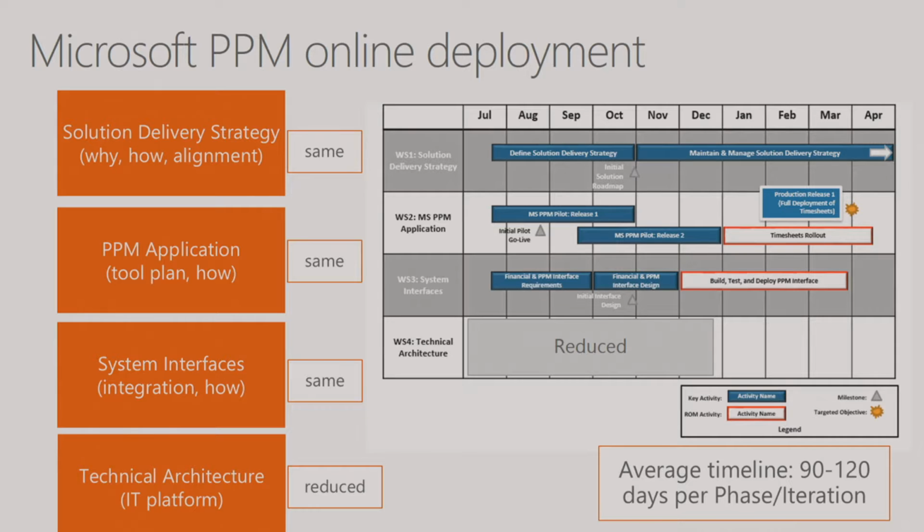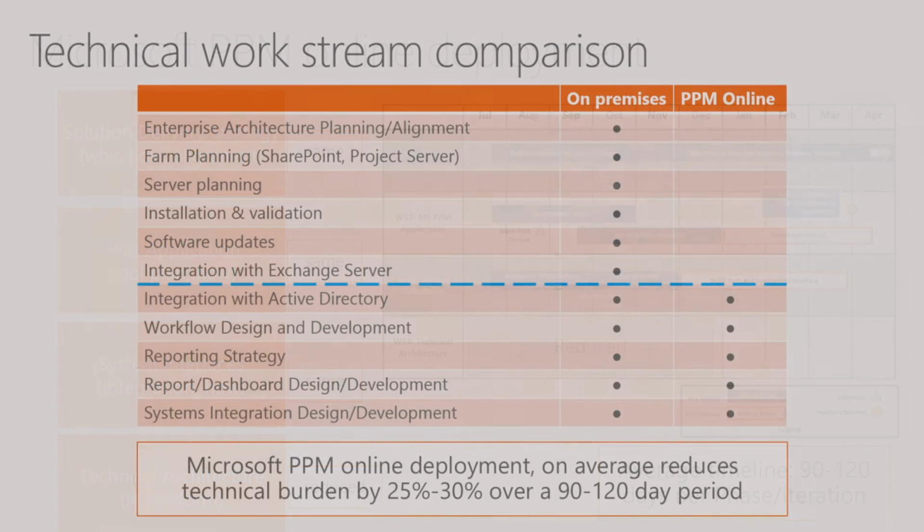And then finally, the technology architecture. This is definitely the area where it's going to be reduced. It reduced in certain areas. So when everybody said, yes, it's easier, this is the area where it's going to be easier, unless it relates to system interfaces, and then it's just going to be different. So this chart actually talks about the technology. If we just break down that technology work stream, some of the differences.